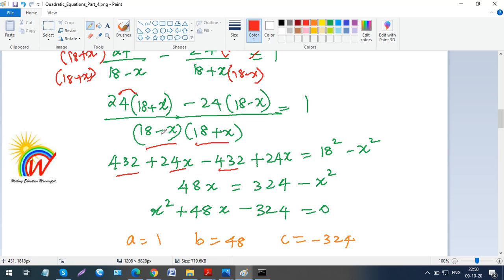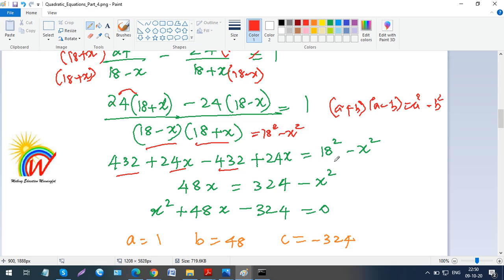Now at the bottom I have 18 minus x and 18 plus x, which could be written as 18 square minus x square. It's of the form a plus b, a minus b. If I have a plus b, a minus b, I will write it as a square minus b square. So I will directly write it as 18 square minus x square.